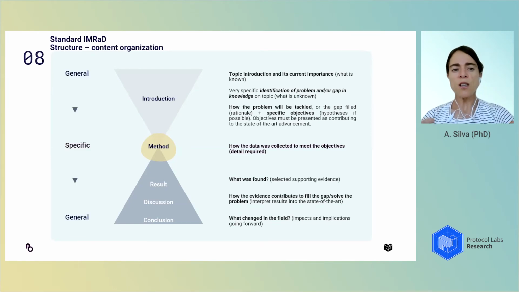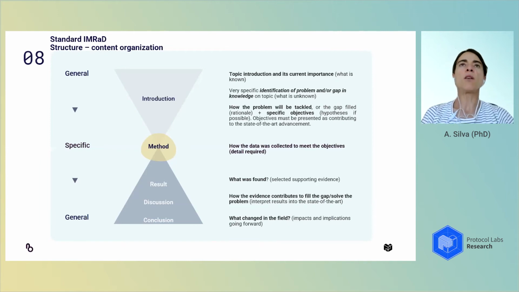So what you see happening here is a little bit backwards and forwards in terms of level of information detail. This diagram that I'm showing you is not by chance that the pyramids are inverted. The introduction is expected to go from the general to the specific: it starts with the topic, its importance, and ends with the specific research objectives that address gaps. And then the method is all about detail, very, very specific.